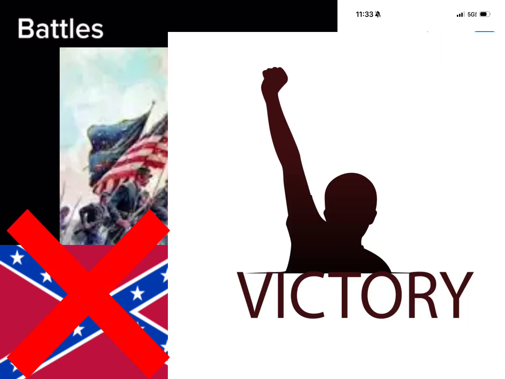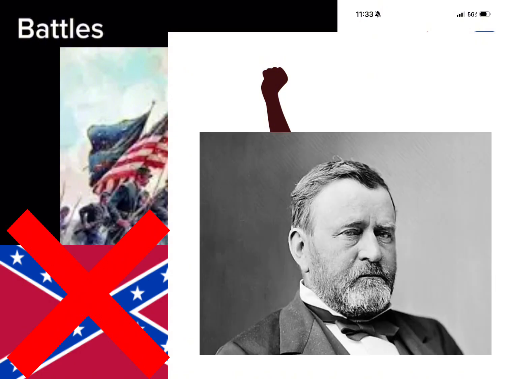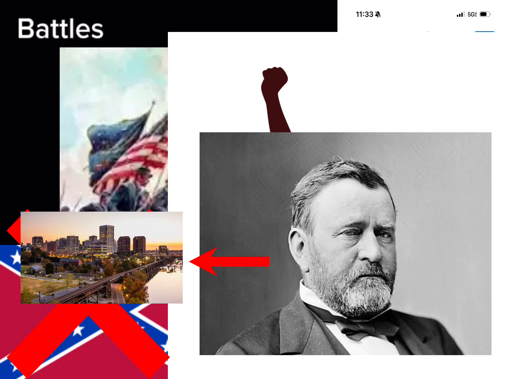The final important battle was the Battle of the Wilderness. It marked the start of Ulysses S. Grant's campaign. Grant refused to withdraw. Instead, he continued marching to Richmond. This battle really didn't have a winner, but it did pave the way for the collapse of the Confederacy.